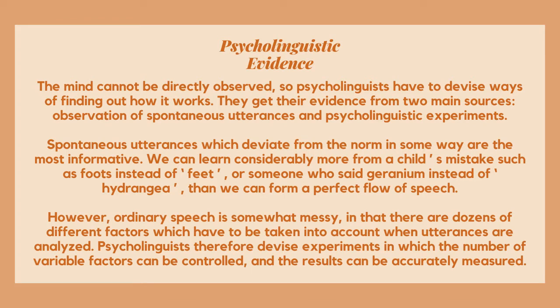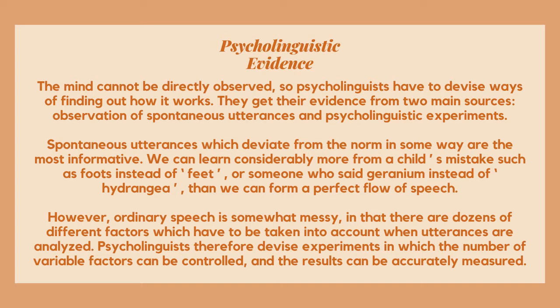Psycholinguistic evidence. The mind cannot be directly observed, so psycholinguists have to devise ways of finding out how it works. They get their evidence from two main sources: observation of spontaneous utterances and psycholinguistic experiments. Spontaneous utterances, which deviate from the norm in some way, are the most informative. We can learn considerably more from a child's mistakes, such as foot instead of feet, or someone who said geranium instead of hydrangea, than we can from a perfect flow of speech.